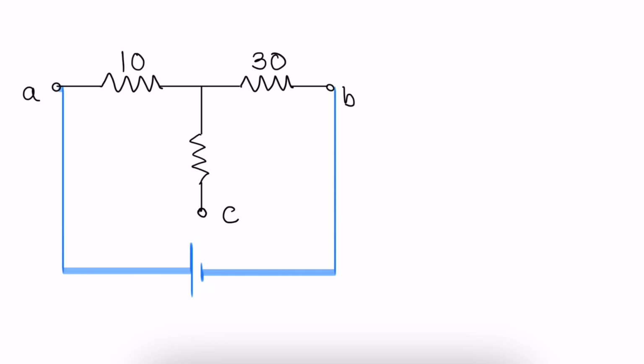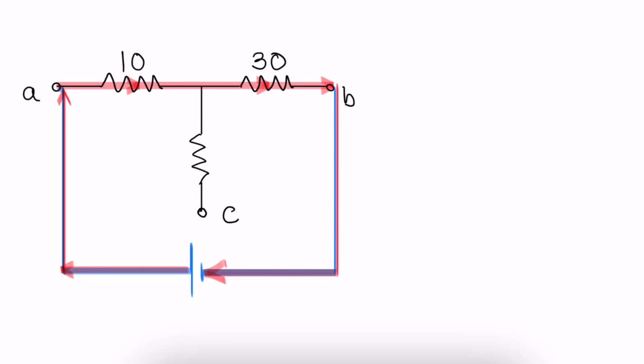Let us see how the current will flow. The current will flow from positive to A, through 10 ohms, through 30 ohms, to point B, and back to the negative terminal.